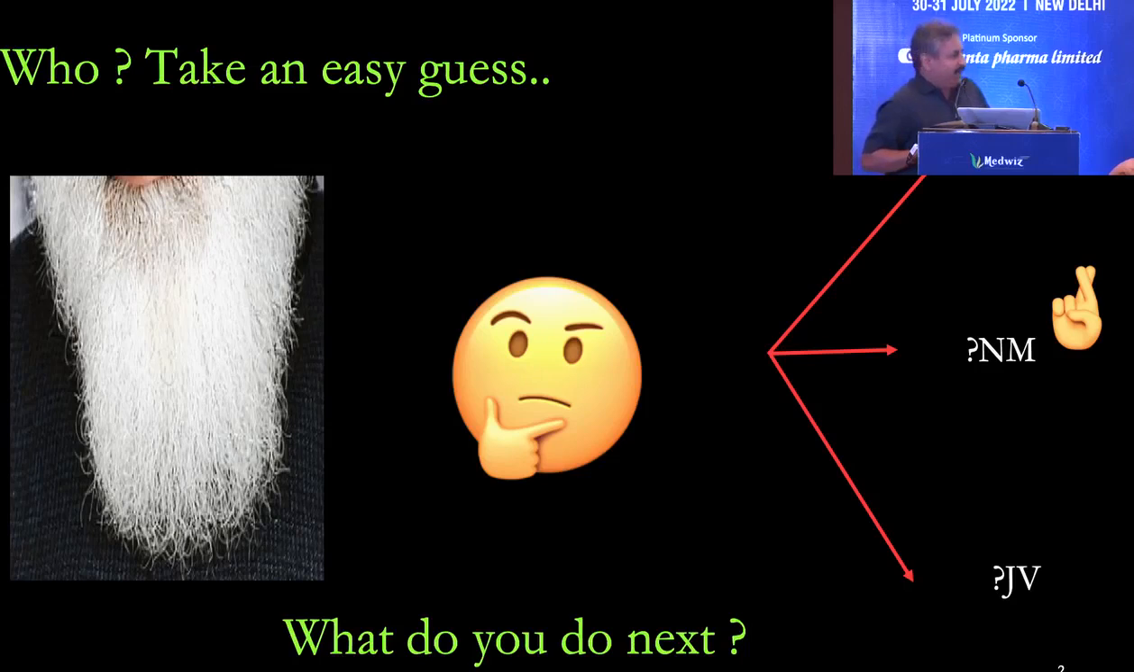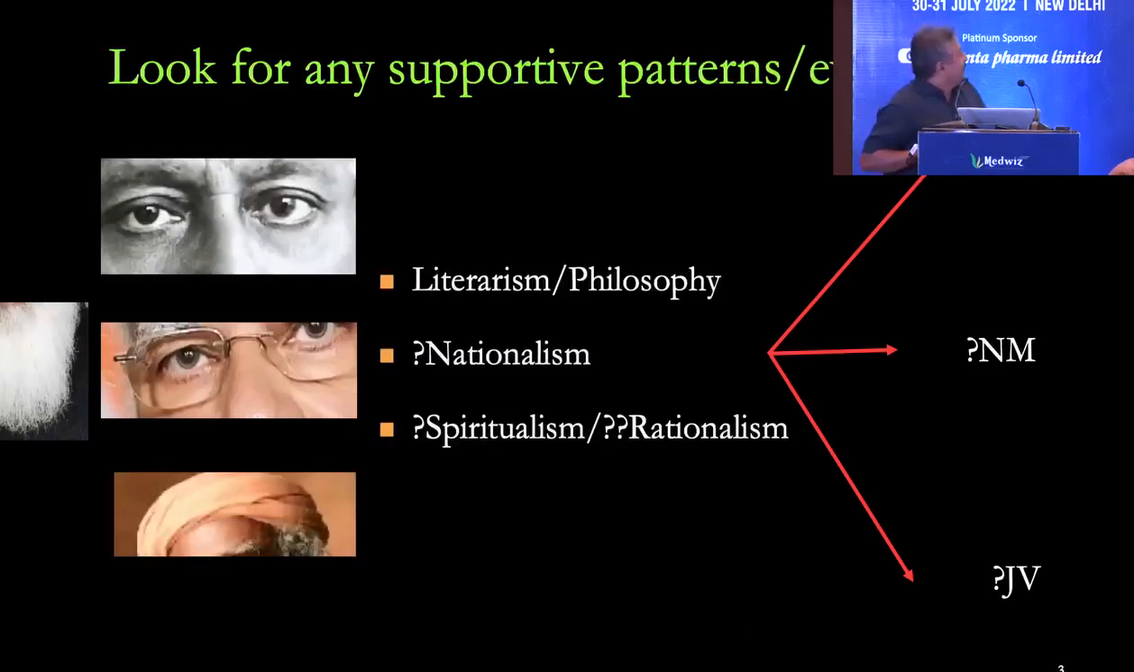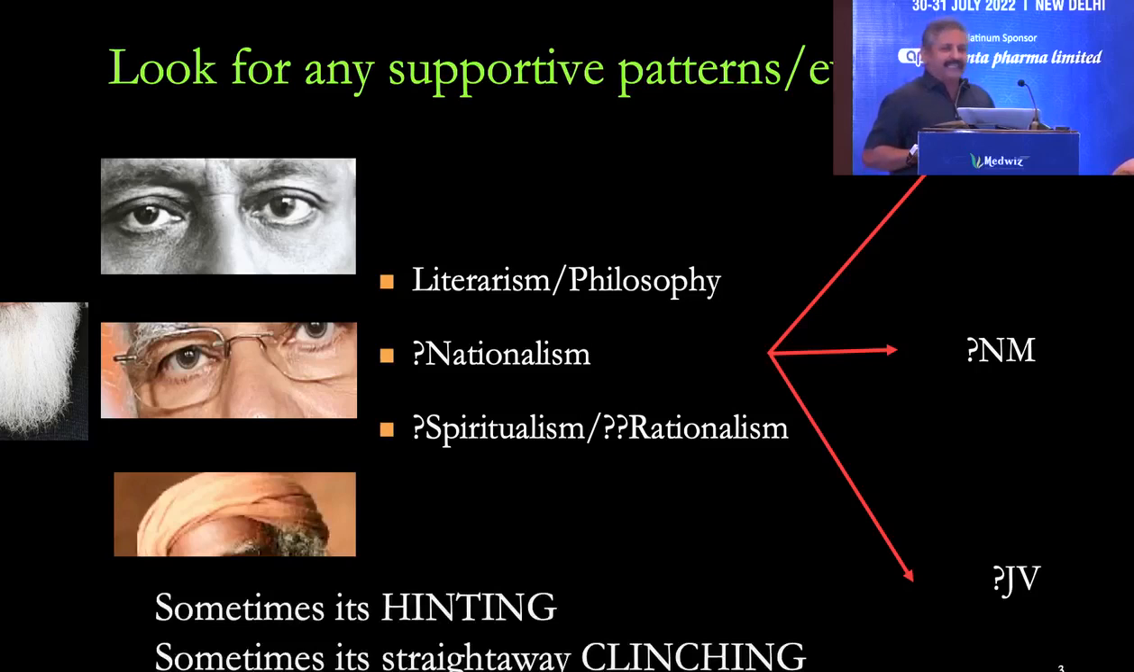You start looking at some pattern and some association. So look for any supportive evidence. Look at the eyes, look at the specs, or look at the turban, or what they preach or what they practice. So okay, they talk rationalism, irrationalism, or spiritualism, whatever. No politics. Okay. So this is how you approach. Sometimes it's hinting, sometimes it's very clinching. So you straight away think.